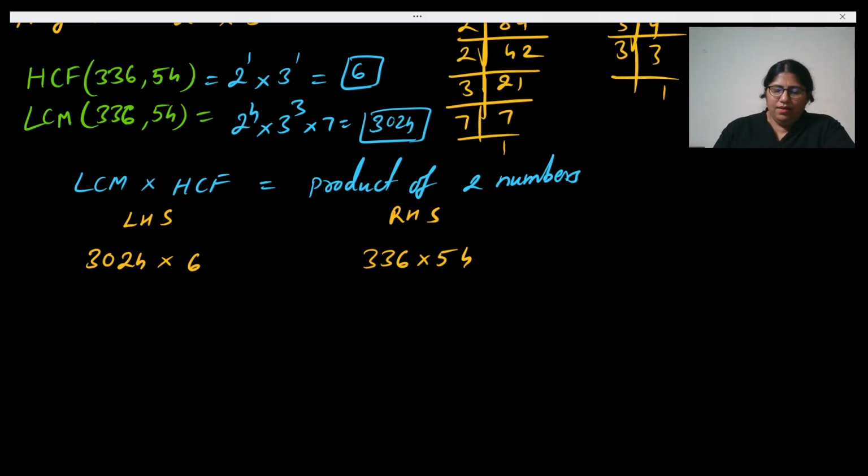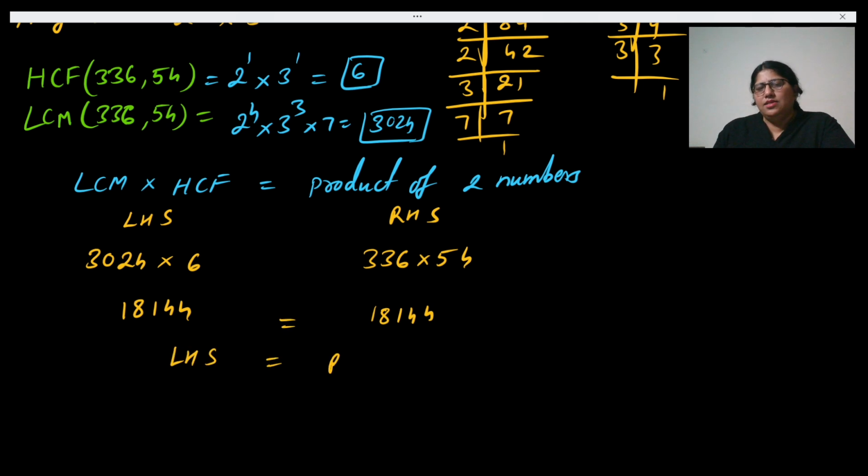Now if you take the multiplication, you will get here 18,144, and if I take the product of numbers, then also I am getting 18,144, which, both of the values are equal. That is why left hand side is equal to right hand side, hence verified. So this is the way you verify the relationship between HCF and LCM.